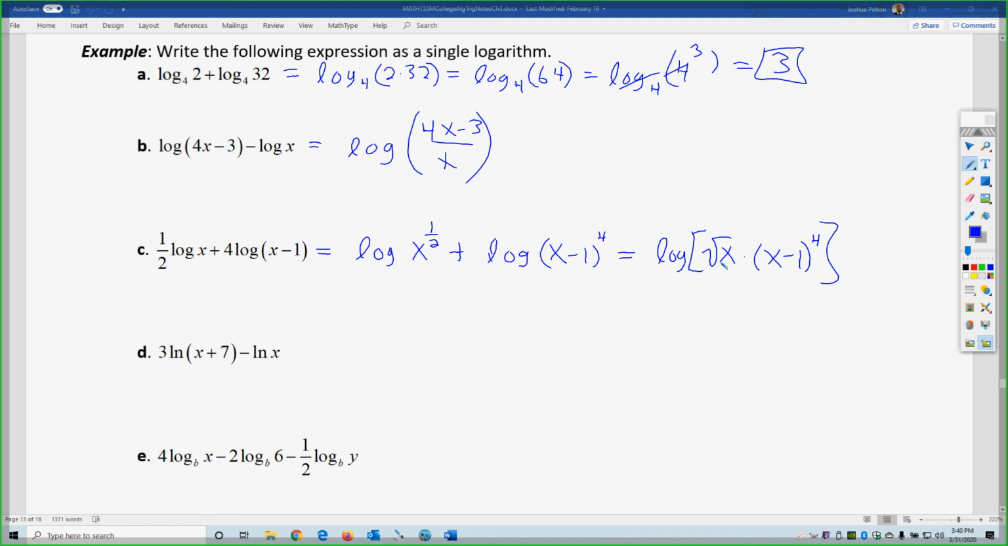Okay, so next one, we have a quotient. So that needs to come first. Actually, no, we got to do the power first. So that's the natural log of x plus 7 to the third minus the natural log of x. And then we can do the quotient. So we have the natural log of x plus 7 to the third over, on the bottom, we have x. And put brackets on that. Now we have 1 log, which is the goal. Okay, move it up to the next one a little bit.